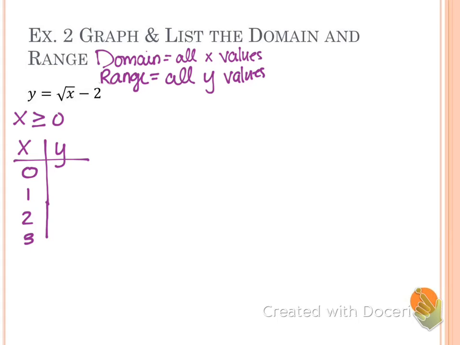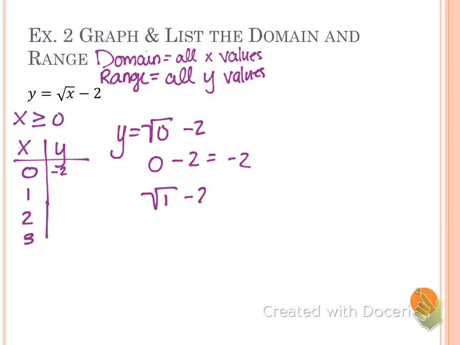So I say, okay, we kind of just did this one. Square root of 0 minus 2 is going to be 0 minus 2, which is -2. So y is going to equal -2. Okay? Now I have the square root of 1 minus 2 equals 1 minus 2, which is -1. Then I plug in 2. Square root of 2 minus 2.